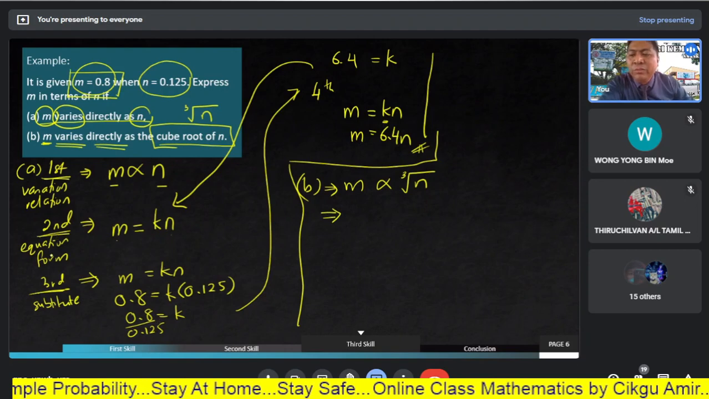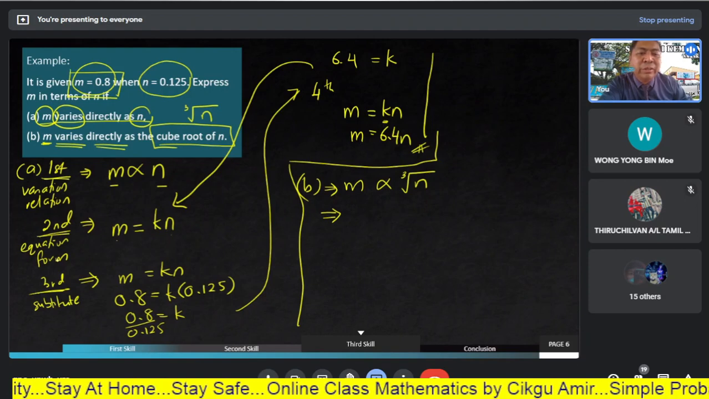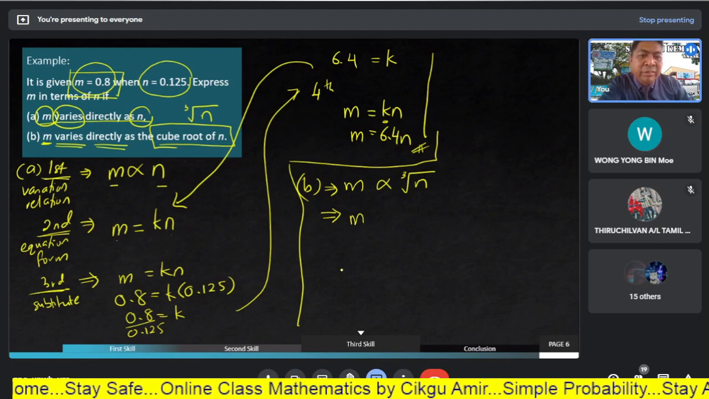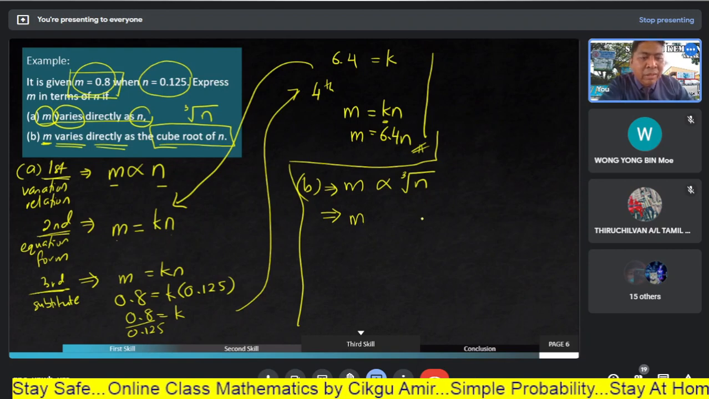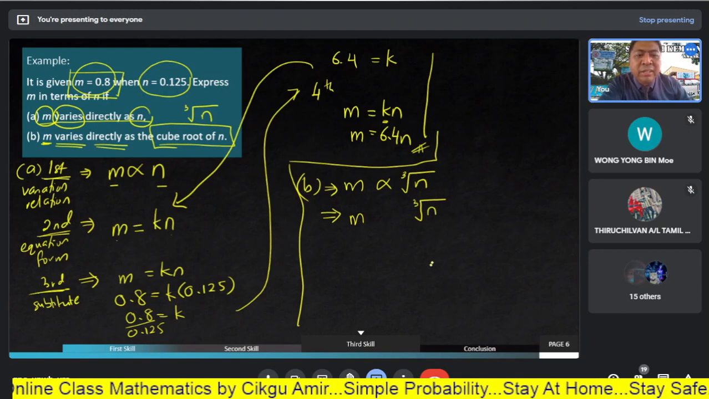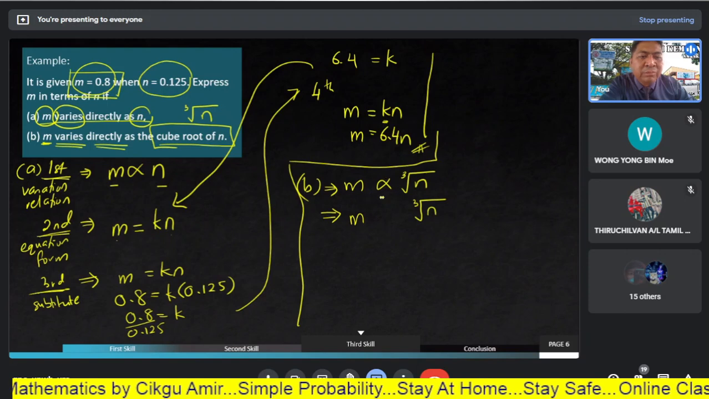We move to, we change to equation form. How to change to equation form? Okay. We fix m here. No value for m, no value for cube root of n. No change here. The only change here is the symbol of variation.